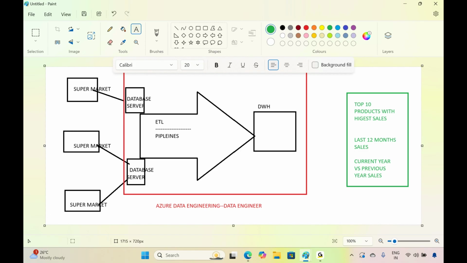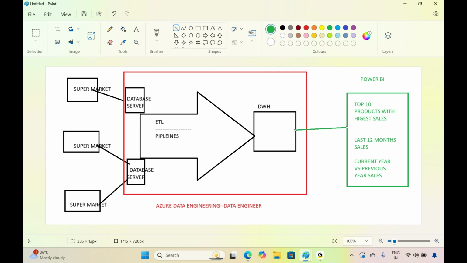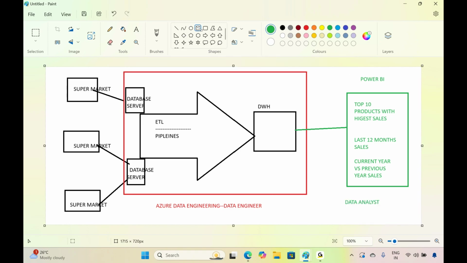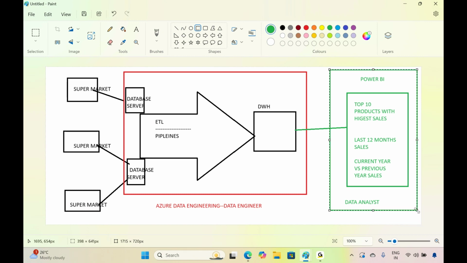If you want to develop these kinds of reports, we use the Power BI tool. Using Power BI, we take the data from the data warehouse and design the reports and dashboards. The person who designs the reports and dashboards, we call a data analyst. So if you want to become a data analyst, you need to learn the Power BI course. If you want to become a data engineer, you need to learn the Azure data engineering course.